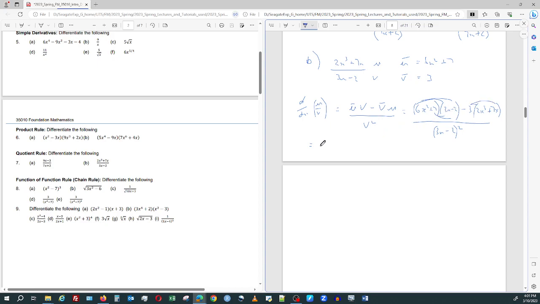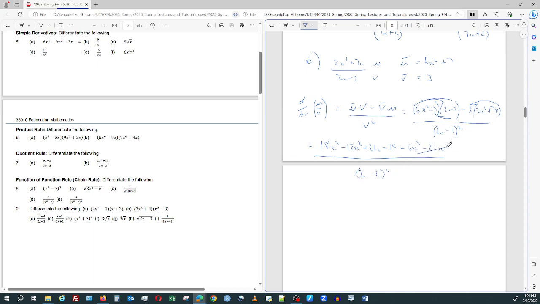We get 18x³ minus 12x² plus 21x plus 14. And don't forget to do that as minus 3, 6x³ minus 21x all over 3x minus 2 squared.